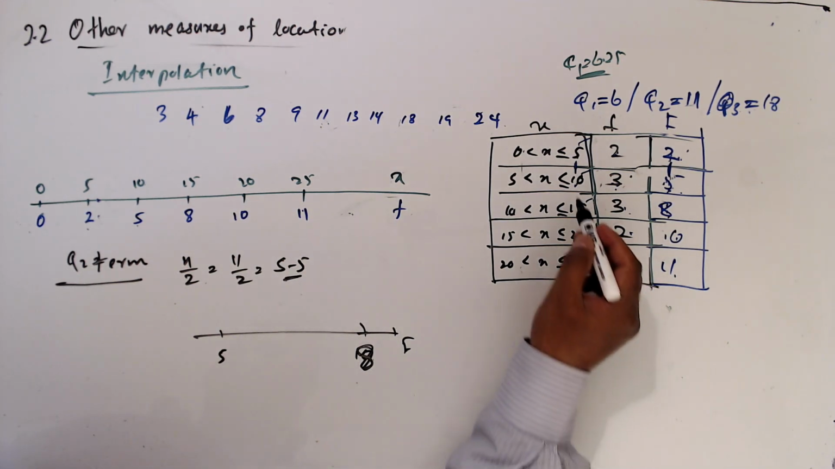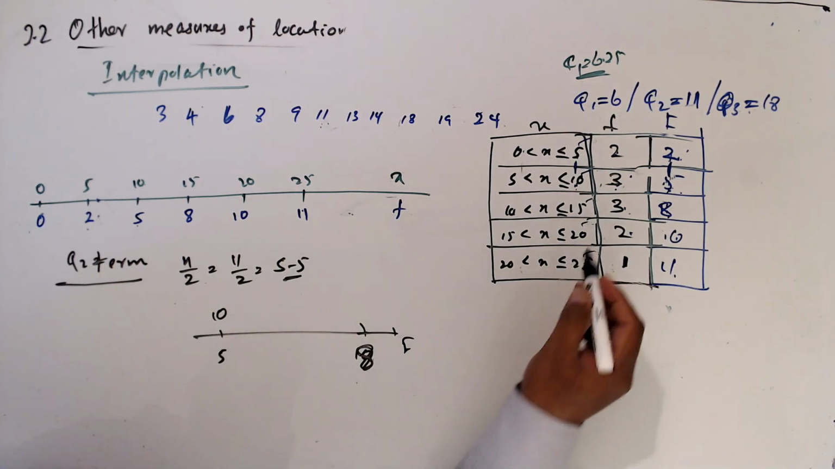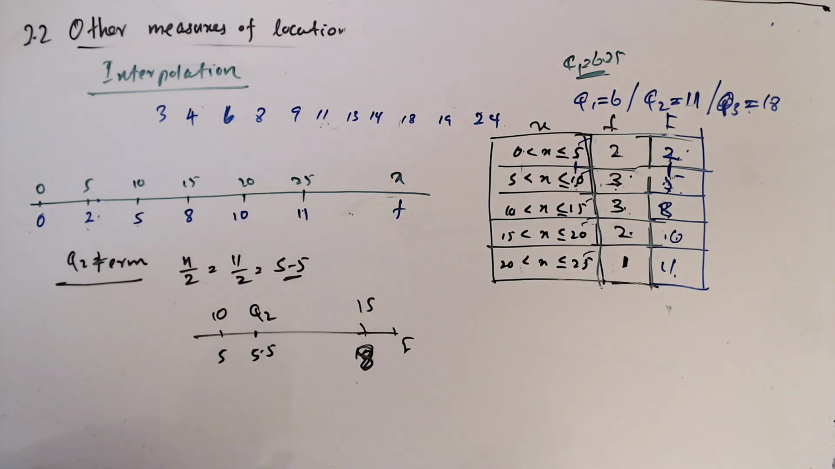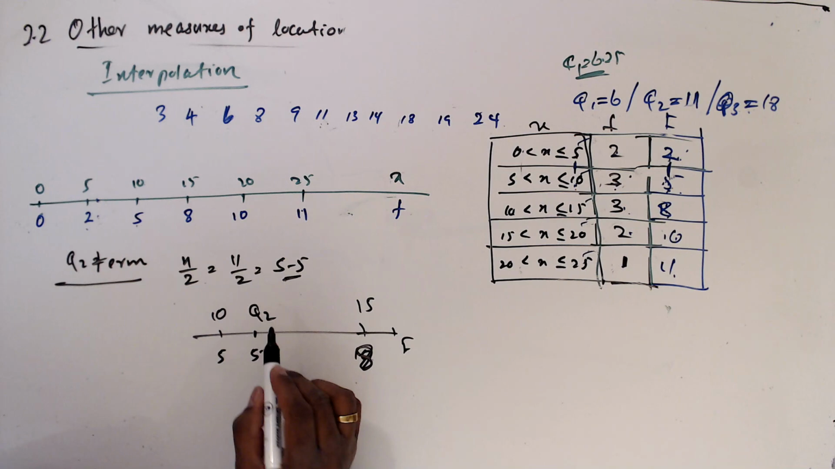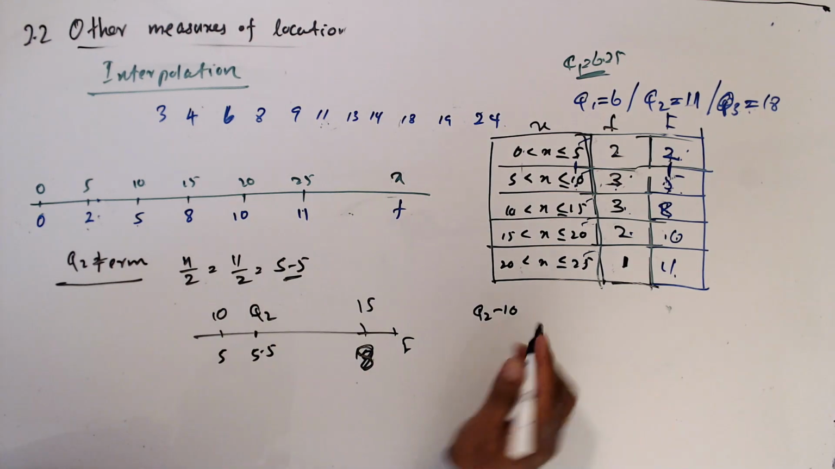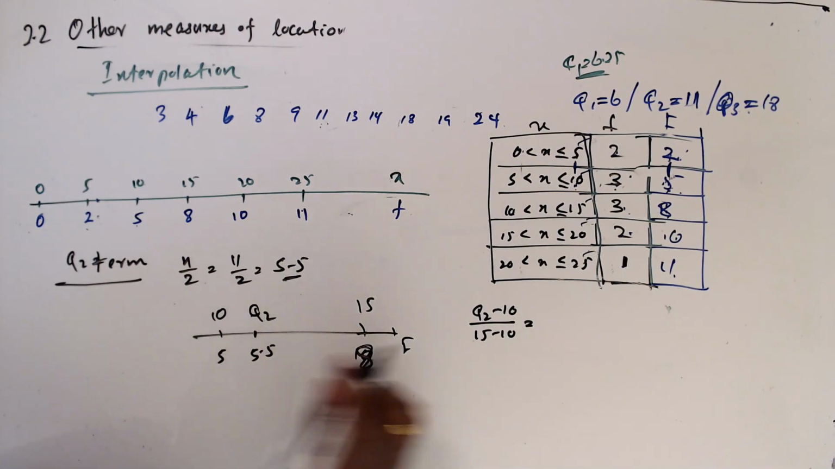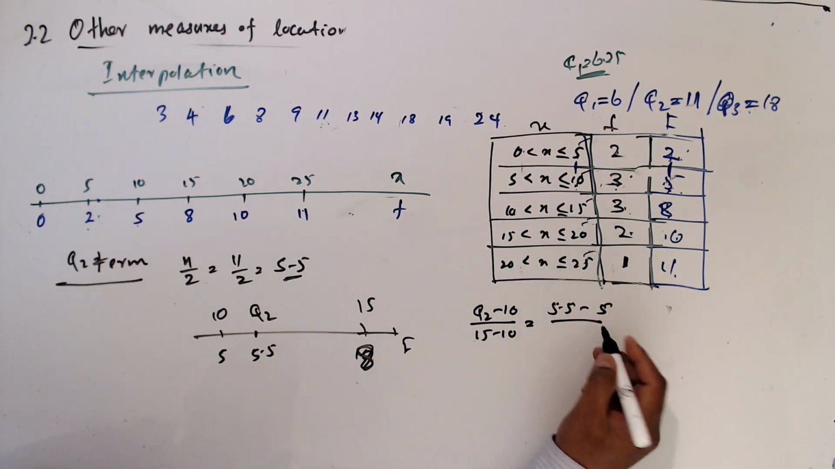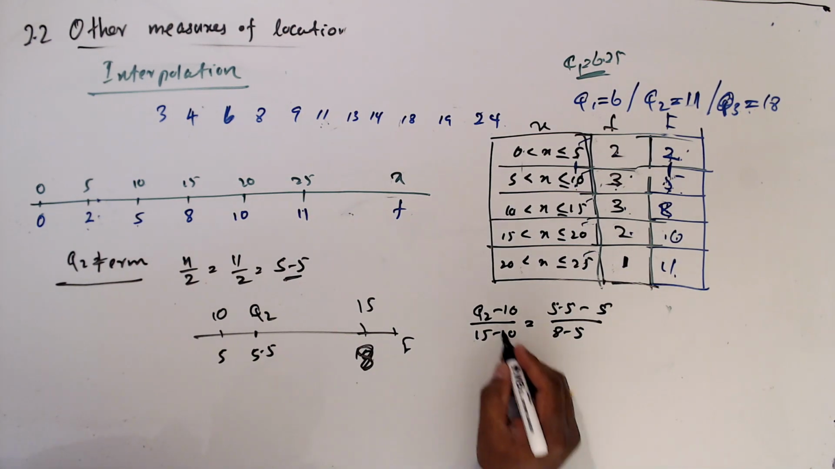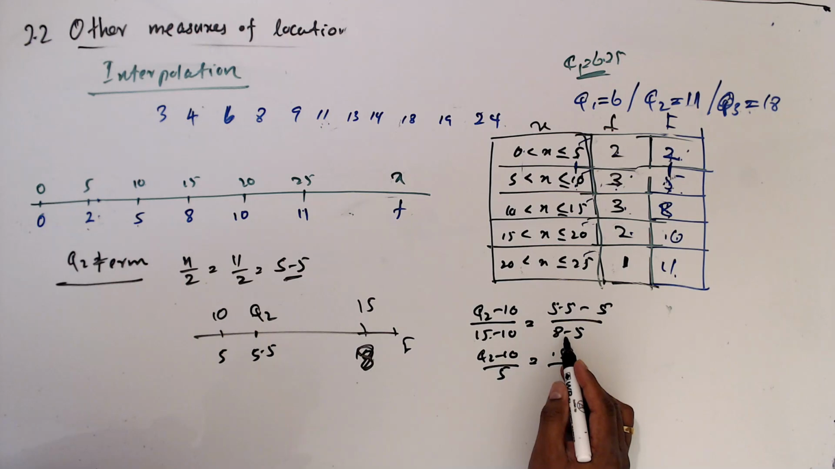Then what is that boundary relevant in terms of the variable? The upper one is 10. And relevant to 8, it is 15. Which one do you need? You need 5.5. So this is Q2. Now stay with one side. So Q2 minus 10, this is a small distance, then the big distance, divided by 15 minus 10 equals. Then come to the other side, the small distance, 5.5 minus 5 divided by 8 minus 5. So this is going to be Q2 minus 10 over 5 equals 0.5, 8 minus 5 is 3.